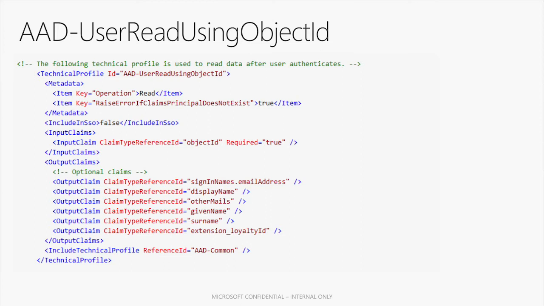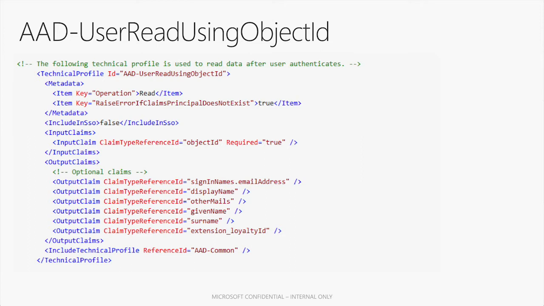The input claim determines, when we are reading the object, what acts as the primary key to find the user. In this case, that is object ID, because we had already retrieved object ID from the user when we got a token from login.microsoftonline.com to validate the password. And then those are the claims that we are trying to get back, because IEF needs to send them to the RP. And if you look at that, the extension attribute also shows up there.